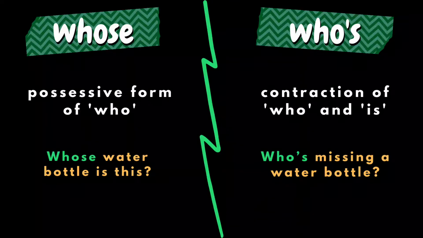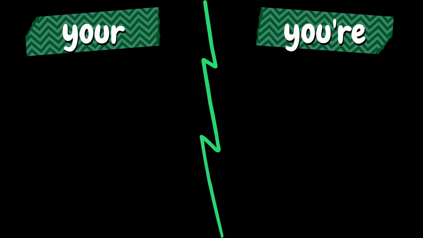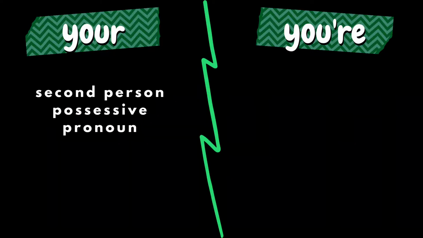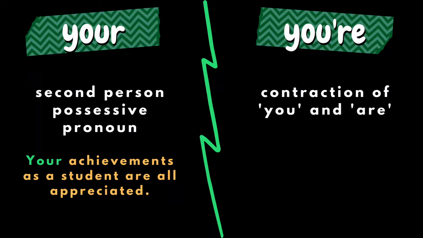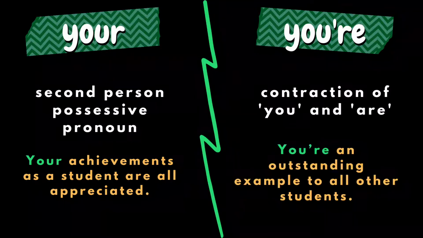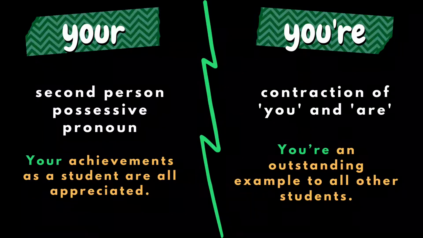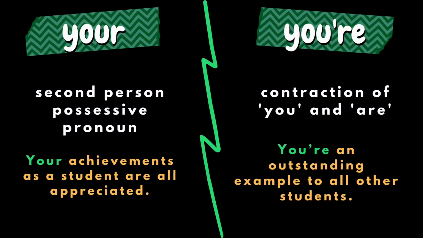The 10th pair is your and you're. Your is a second person possessive pronoun. You're is the contraction or short term for you and are. Study these examples. Your achievements as a student are all appreciated. You're an outstanding example to all other students.